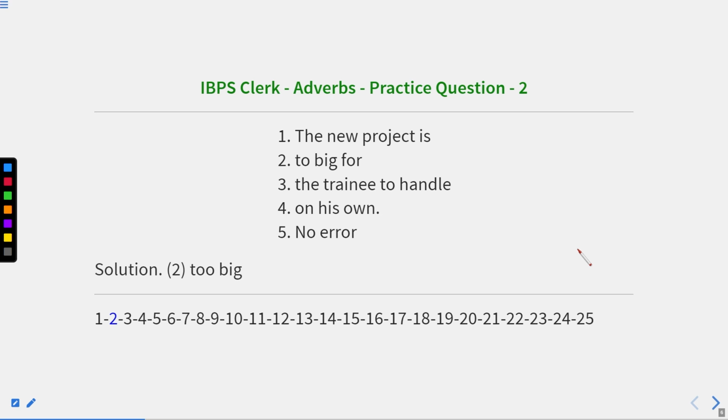So here the solution is too big. So instead of writing "to" and then big, we should write too big, that is "too" big. So "too" is an adverb, whereas "to" is a preposition and big is an adjective. Now let us move to question number 3.